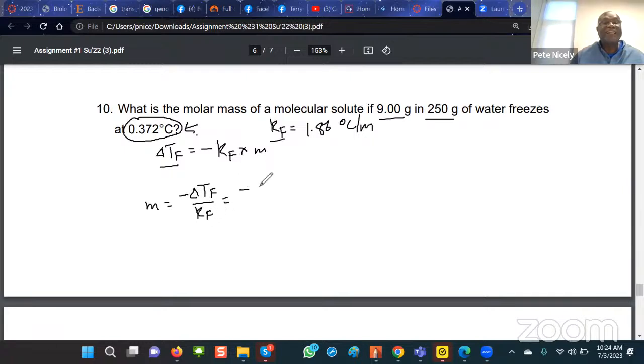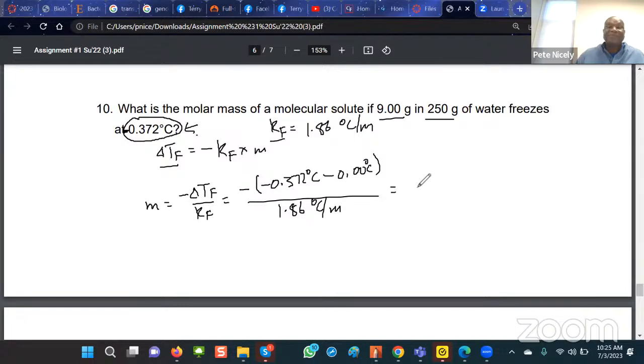So the delta TF would be, oh, you know something? This should be negative. That cannot be, hold on, yes. So this is a typo here. Please note that this should be negative because the freezing point of the solution will always be less than that of water, all right? So this should be minus 0.372 degrees Celsius minus 0.00 degrees Celsius, and we divide that by the 1.86 degrees Celsius over M.